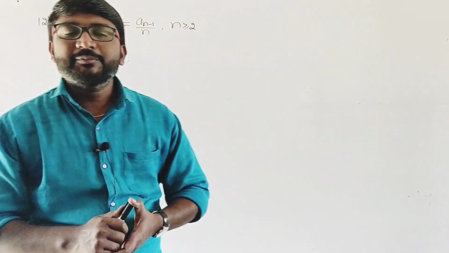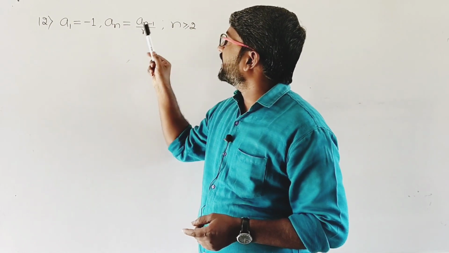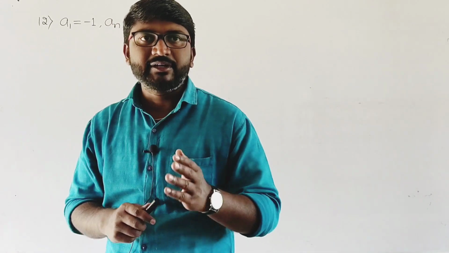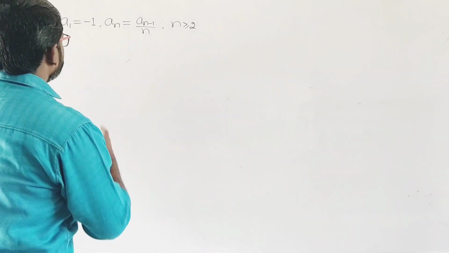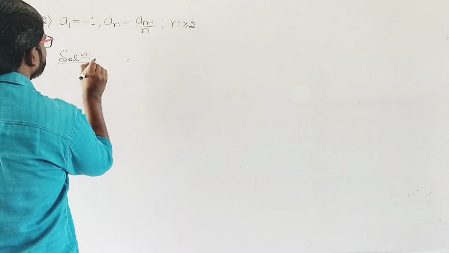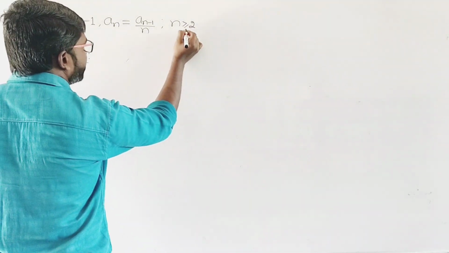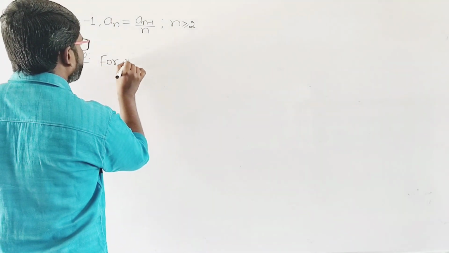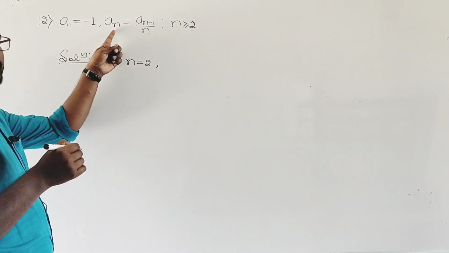Well, the 12th problem, it is a1 equal to minus 1 and then an equal to an minus 1 divided by n for all n greater than or equal to 2. Here we will have to write the first 5 terms and then write the corresponding series. So let us go ahead with the solution. So now I will take n equal to 2 because it has to be greater than or equal to 2. For n equal to 2, so what do we get now?